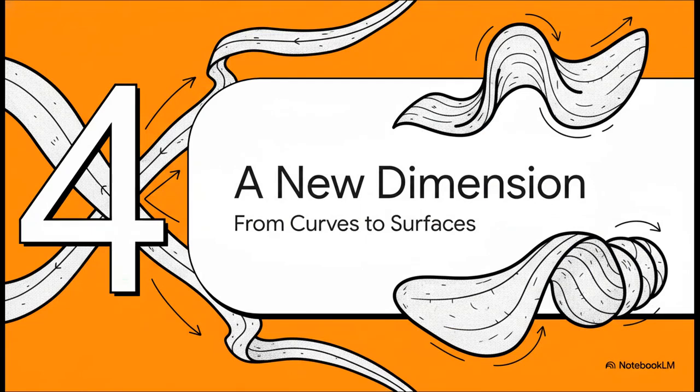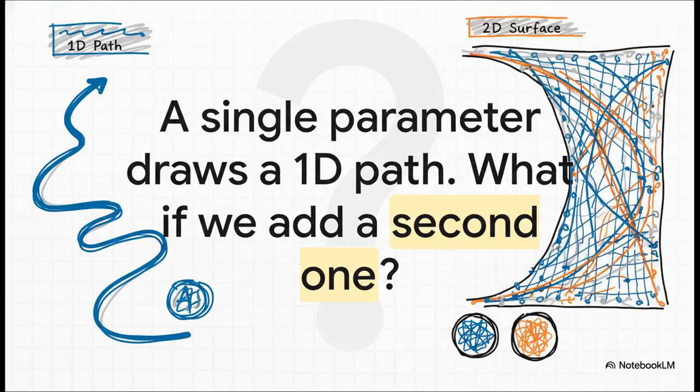So far, everything we've drawn has been flat, 2D curves. But the real power of this whole idea, well, that gets unleashed when we take it one step further. Okay, this is where things get really cool. Think about it. A single parameter, t, acts like a single line of time, and we use it to draw a one-dimensional path, even if that path is twisting through 2D space. So, what happens if we add a second independent parameter? What could we possibly build with that?